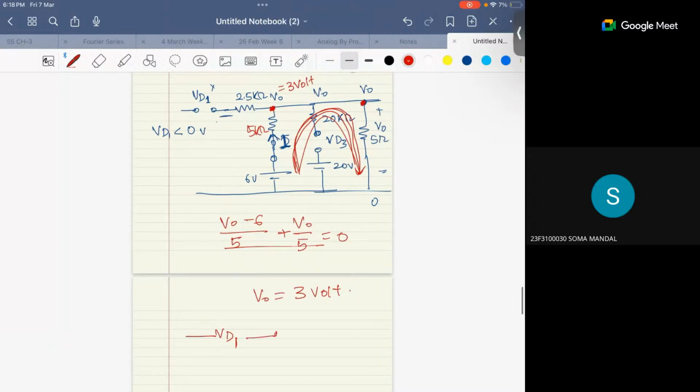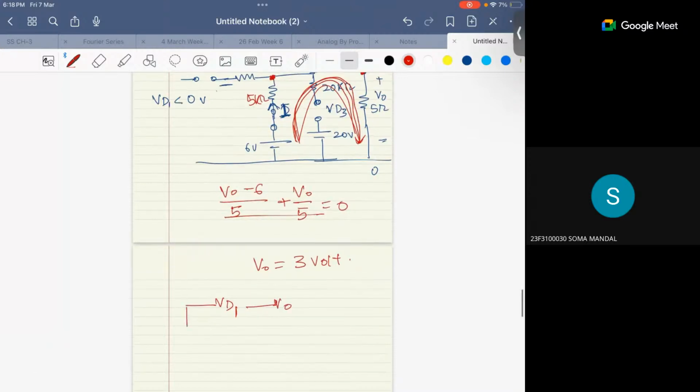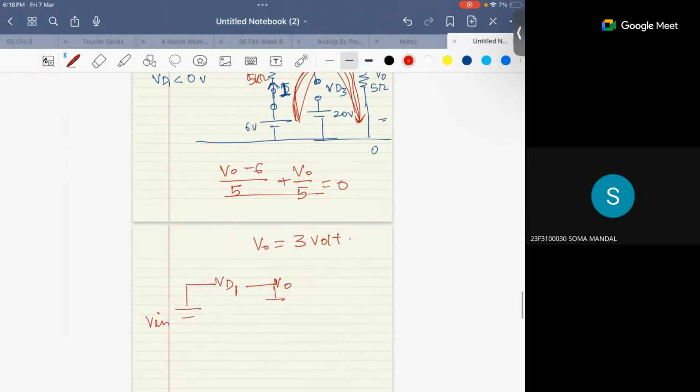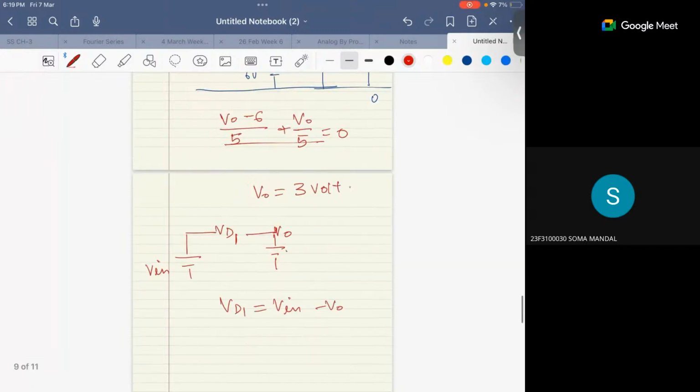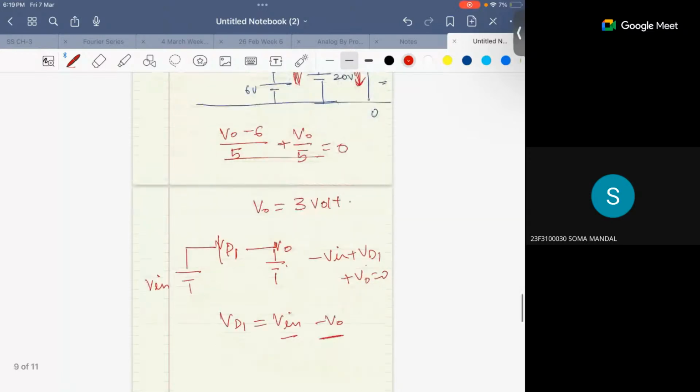And now you have here V naught, correct? And you're attaching some V input here. This is V naught, this is VD1, this is V input, right? If you write the equation, what will you get? VD1 is what? V input minus V naught, correct? If you write V input plus VD1 plus V naught equals 0, then VD1 will be equal to what? V input minus V naught. Are you able to understand this or not? Yes, correct, right?